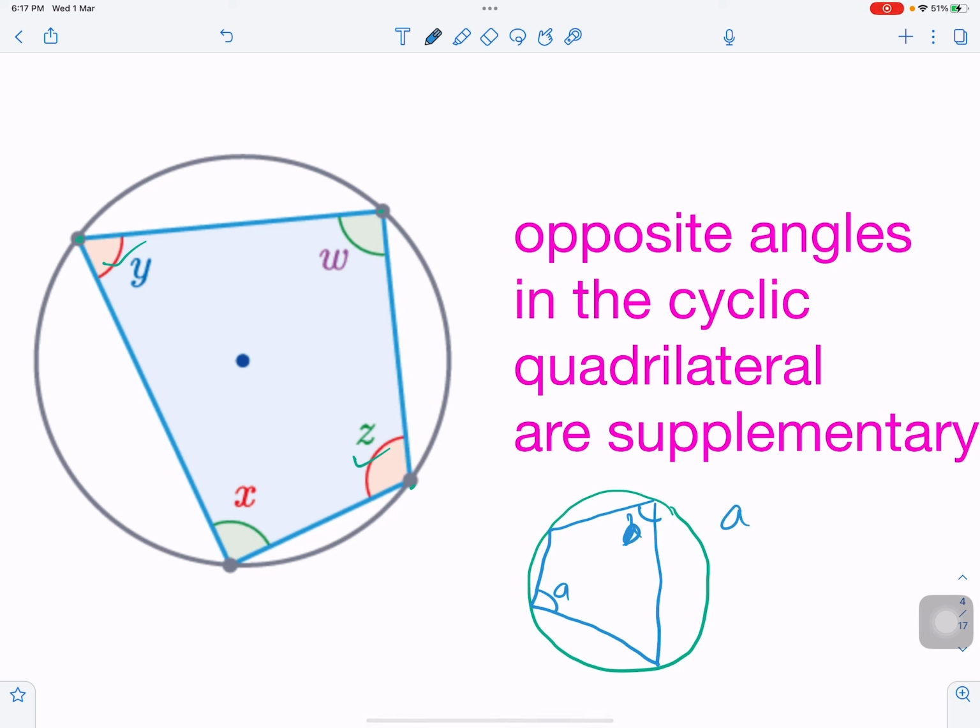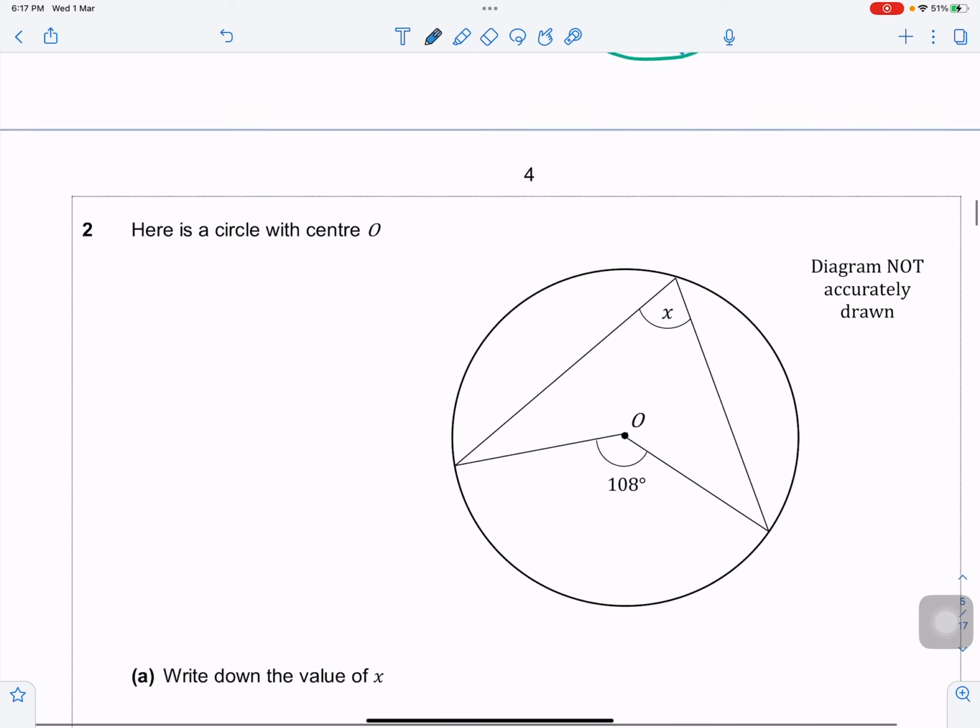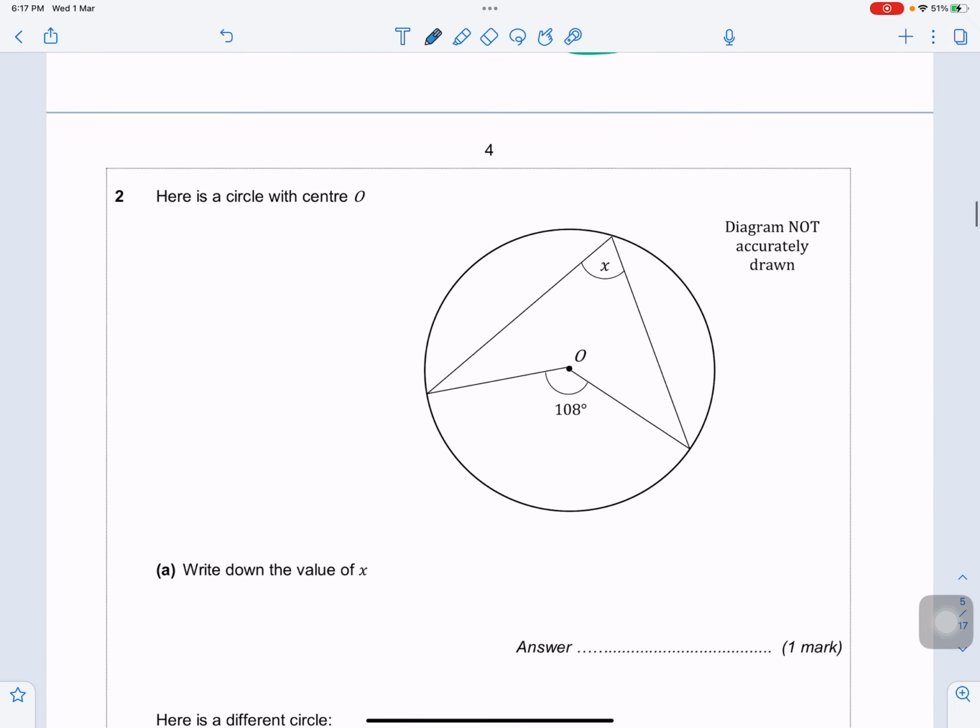So I can say A plus B equals 180 degrees. Similarly, this angle and this angle, the sum of these will also be equal to 180. So opposite angles in a cyclic quadrilateral are supplementary. Let's see the questions now.